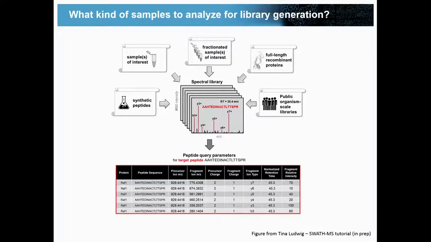And then there's the idea of public or organism-scale libraries, which can be a combination of any of these things. Either you synthesize all the peptides you can think of, or you express all the proteins you can think of, or you take all the DDA samples that you've ever analyzed and analyze them all together and combine everything into one big giant spectral library. This has also been done, and it's also a possibility to use these. So these are the choices. But in the end, the output is still going to be something like this, which is a table that tells you how the peptide looks to the mass spectrometer, and where you should look for it, essentially the coordinates.